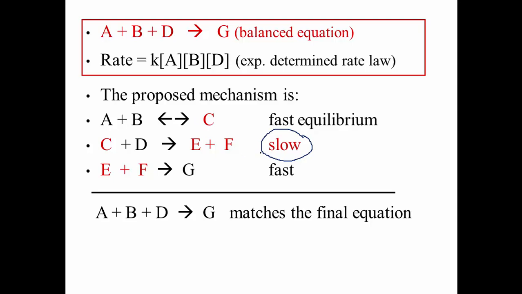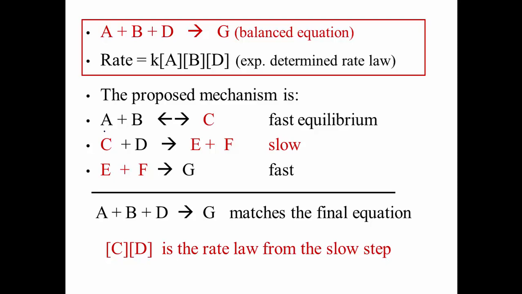If we wrote the rate law from this step, we would have that rate law. That rate law from the slow step does not appear to match the experimental rate law. So we may be tempted to say, no, this is not a possible mechanism, but we need to look a little further.